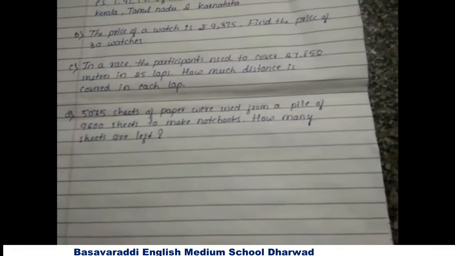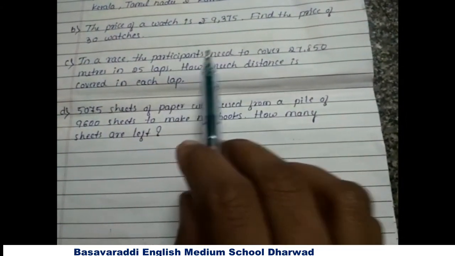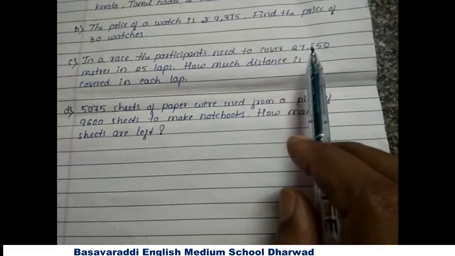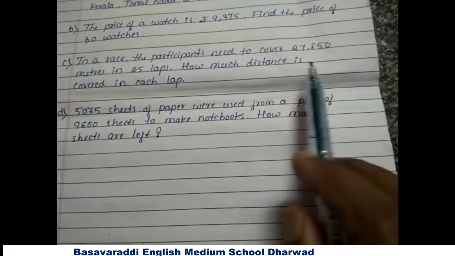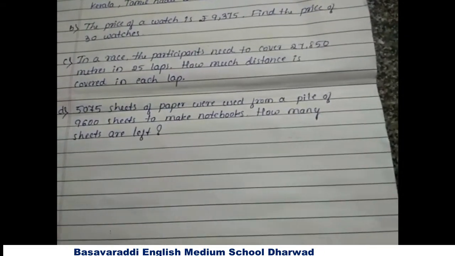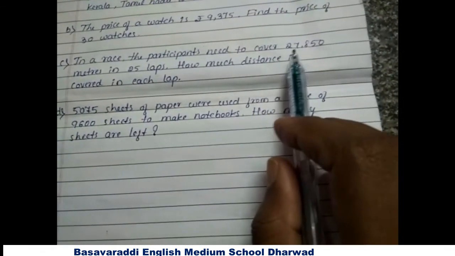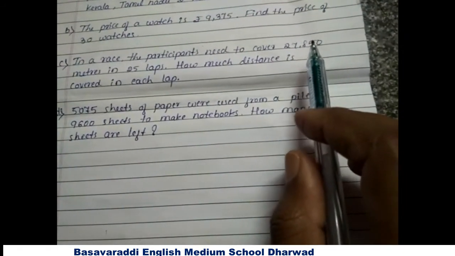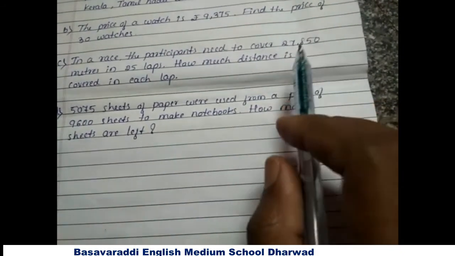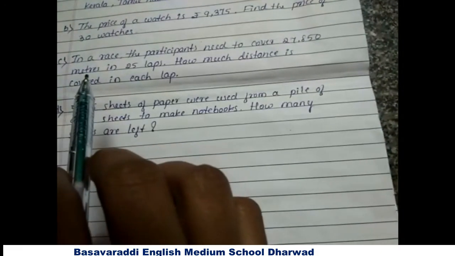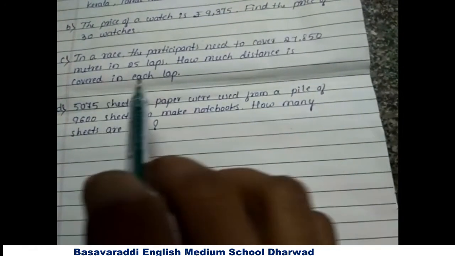The third question. In a race, the participants need to cover 27,850 meters in 25 laps. How much distance is covered in each lap? So the distance is 27,850. All the participants need to cover this much of the length of the race. Then the distance is covered in each lap.